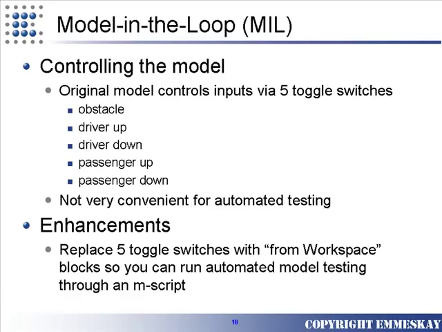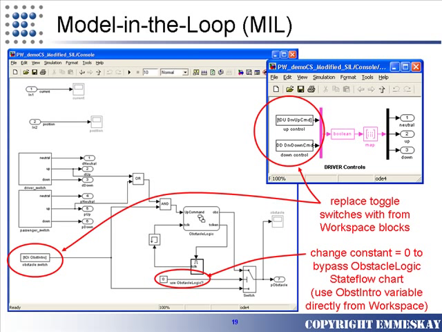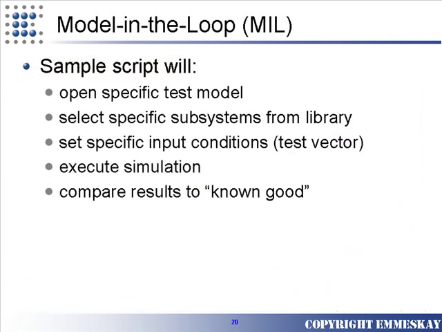Therefore, we're going to replace some of these toggle switches with from workspace blocks so that we can use scripting to do some of that automated testing. Here you can see the console subsystem with the toggle switches replaced by from workspace blocks. There is a time and a value variable for each of those toggle switches. We've also changed the default value of one of the constant blocks, which is necessary for the model to simulate as expected. Next, we'll show a sample script that will allow us to run some automated testing on this model.